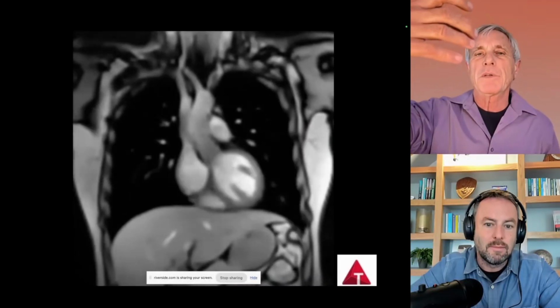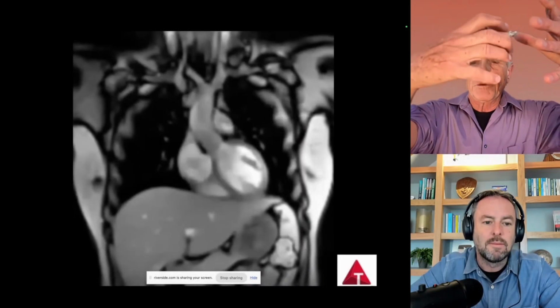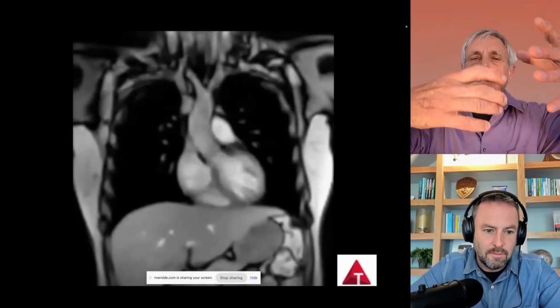I want to say about this is, think of it as a piston. The organs are a piston that are going down in the body on the inhale, back up.